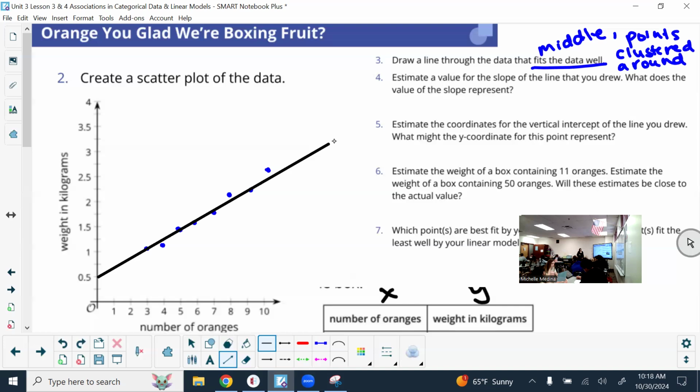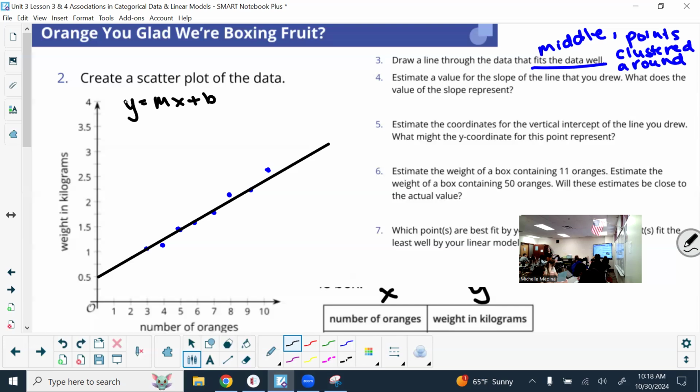Now, because this is a linear model, we're going to estimate slope and then we're going to estimate the y-intercept. What formula are straight lines? Don't be shy, what is it? Y equals mx plus b. So it's a straight line. We're going to estimate the slope in number 4 and the y-intercept in number 5. Typically, only the m and b are replaced with numbers.